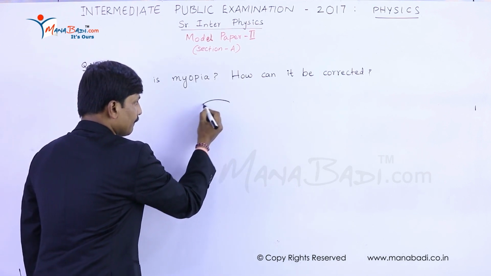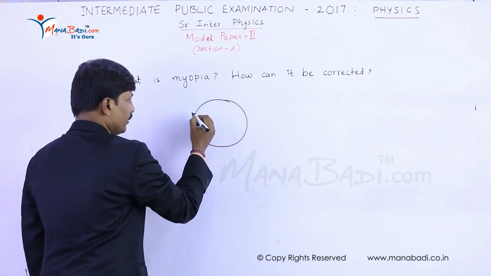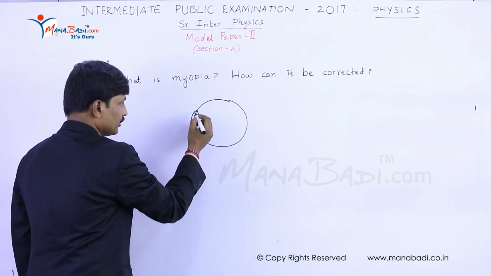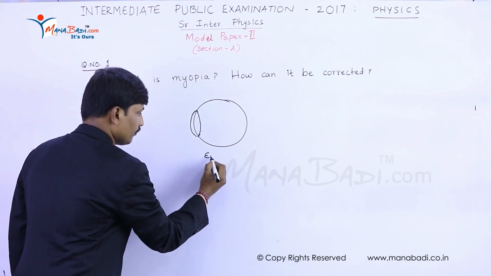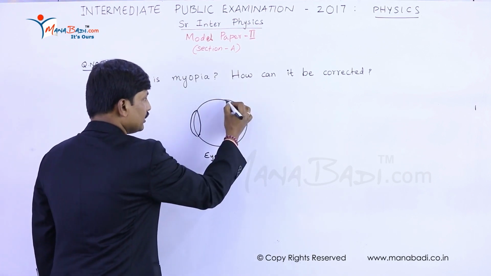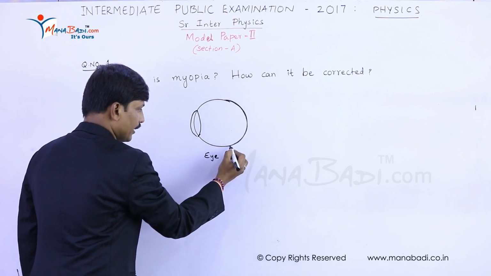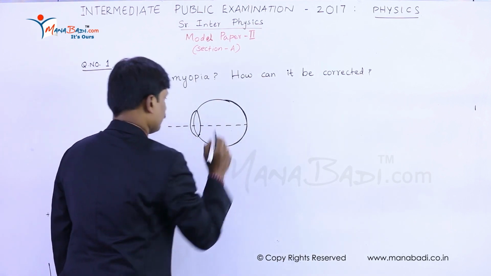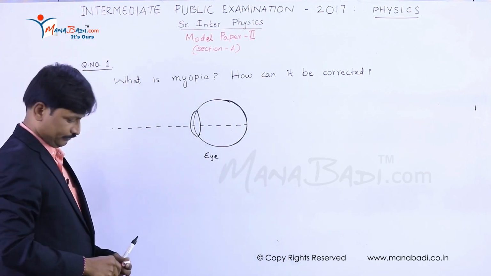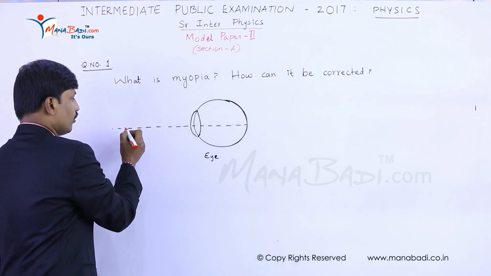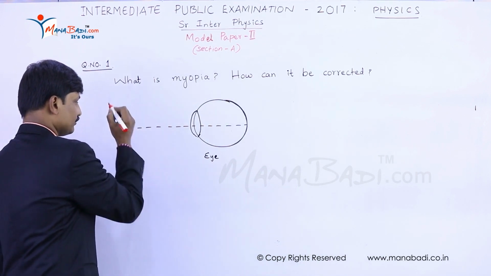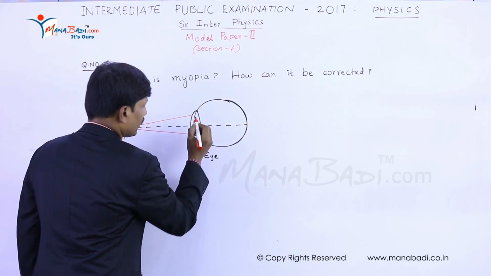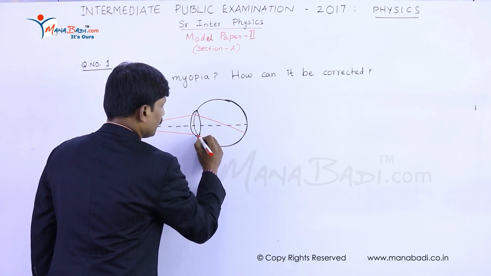Let us consider this to be the human eye, and this is the eye lens, and this acts as the retina. So in this defect, the image of a distant object is formed in front of the retina.